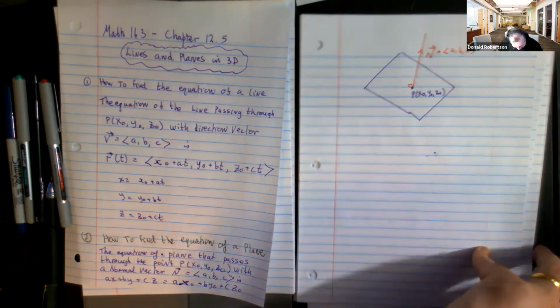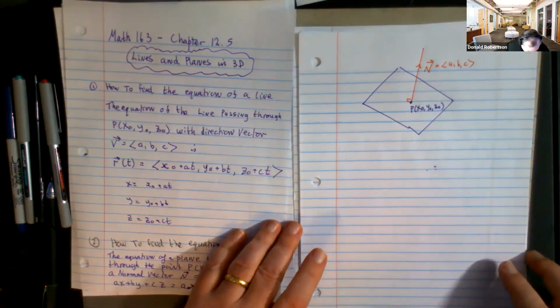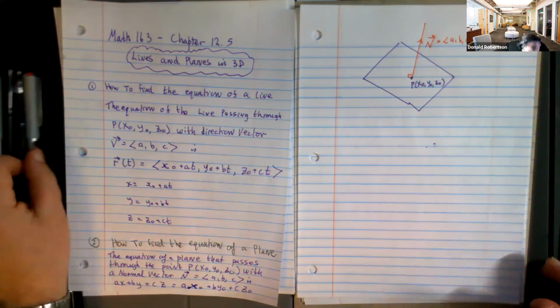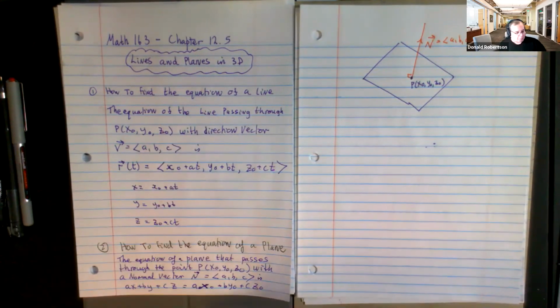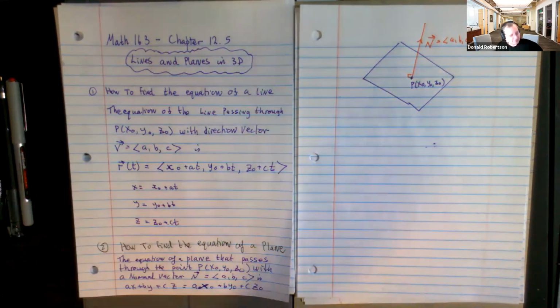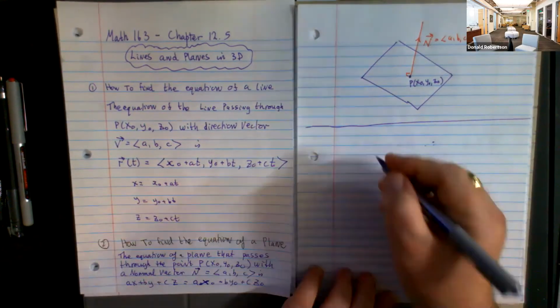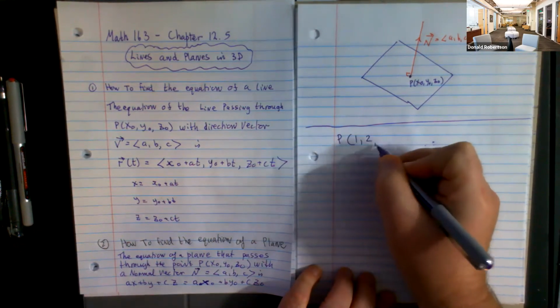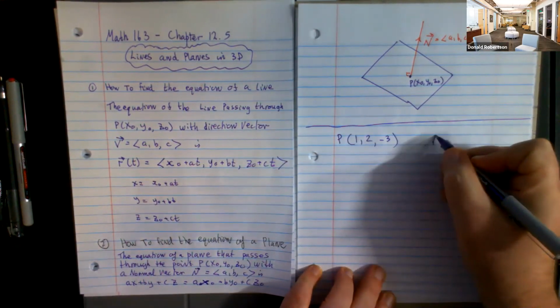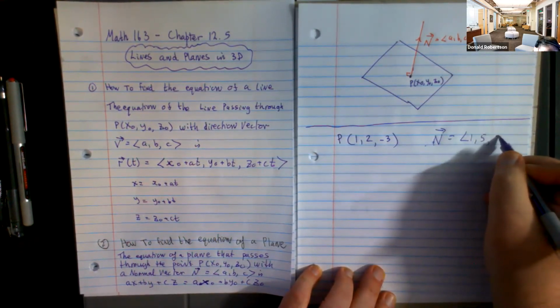If you want to find the equation of a plane, essentially you need two things, very similar to a line. Don't you need a point and a direction? For a line, it's a point and a direction vector. And for the equation of a plane, it's a point and its normal vector. So let's give you some examples of how that might work. Suppose I have the point 1, 2, -3, and you tell me that the normal vector is 1, 5, -2.